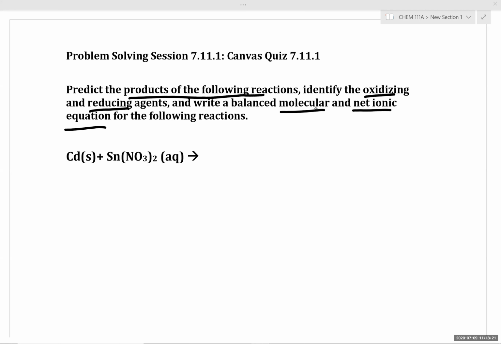So let's discuss this example. So I'm going to need everyone's help here. What is our neutral metal?